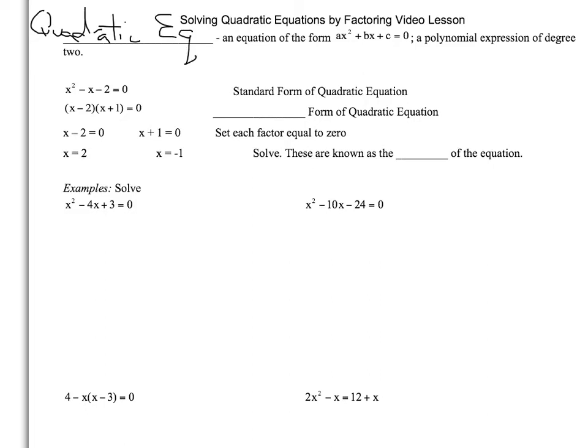A standard form of a quadratic equation is any equation with the highest power of 2 that is set equal to 0. You can see the first example there, x squared minus x minus 2 equals 0. Once you factor the equation, like you see in the next piece, (x minus 2)(x plus 1), that is now called the factored form.